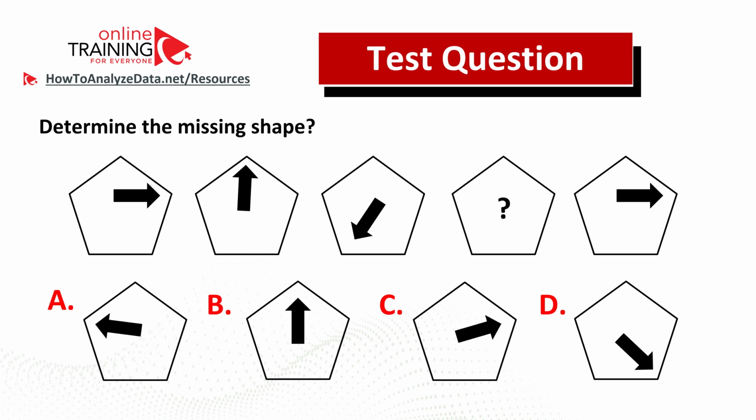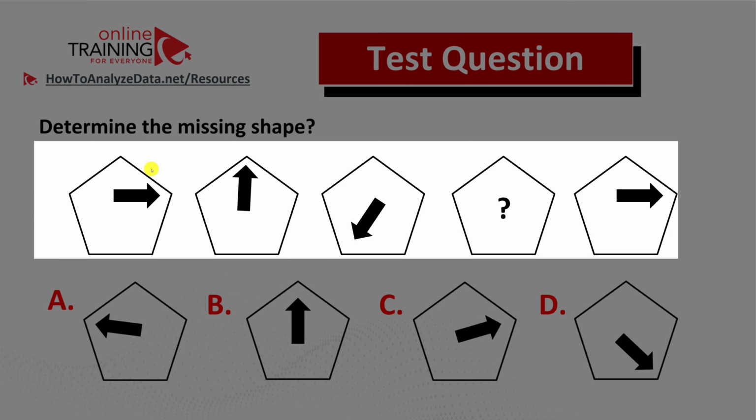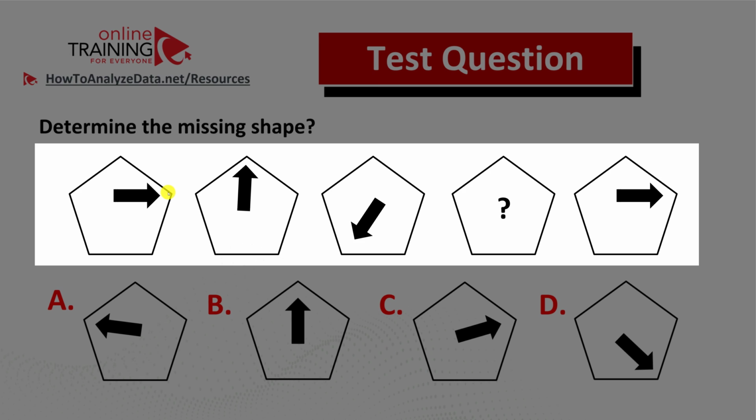Let's look at the interesting and tricky question we frequently see on the test. Determine the missing shape. You're presented with the sequence of 5 shapes. All of them are pentagons, and in each one, an arrow points in a different direction. There are 3 shapes with an arrow. The 4th shape has a missing arrow, and this is what you need to determine.